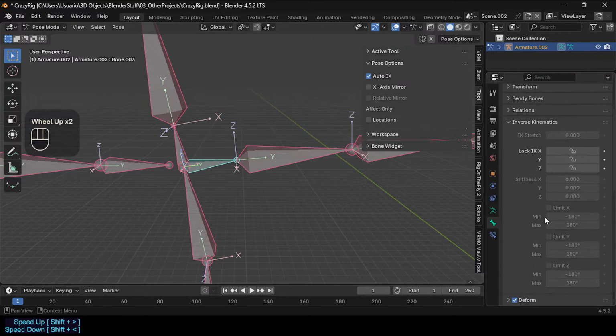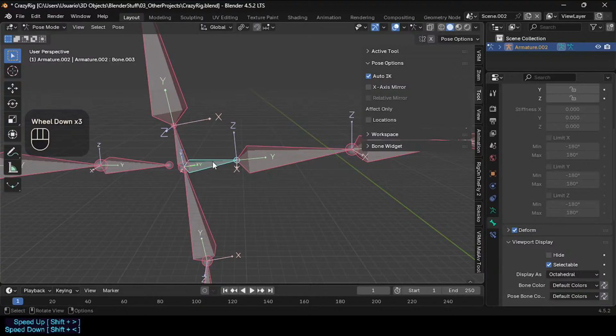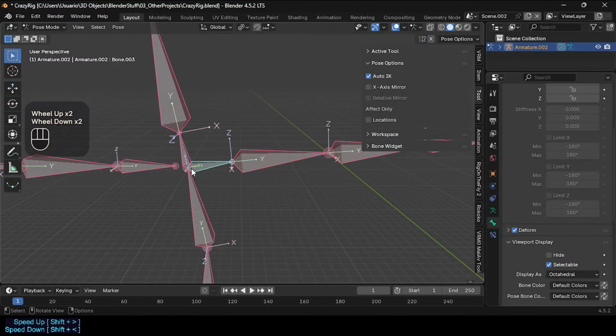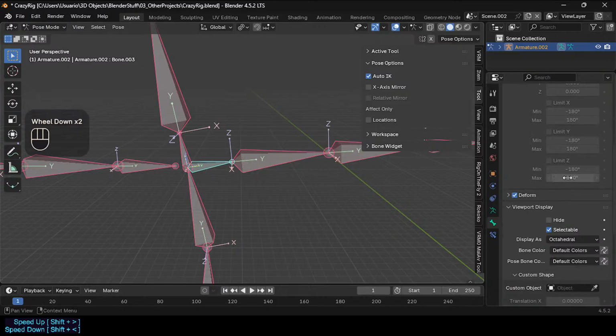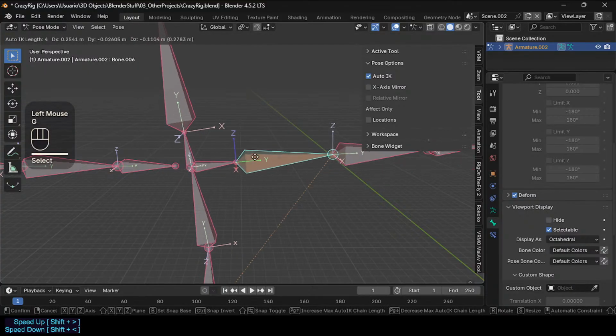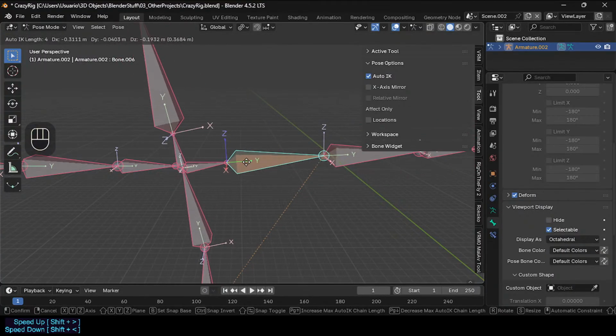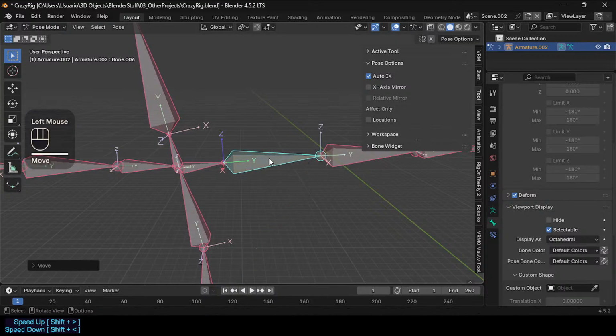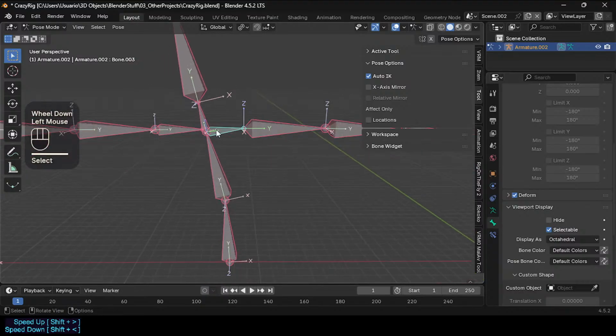It won't be a limit, since there are already these names here, lock, limit, so maybe blocker. So that means that we could have an Auto IK chain blocker. This bone will be blocked from its head, so we cannot extend the Auto IK chain from these bones here. If you augment, it would never cross this bone from its head.